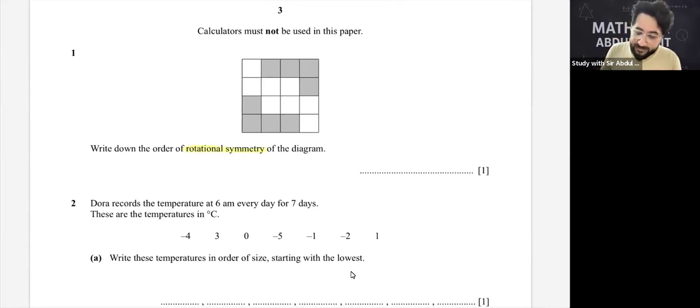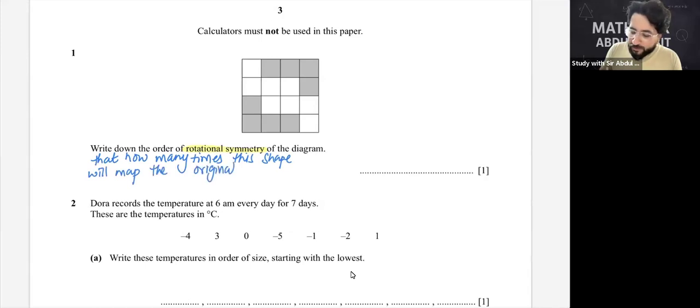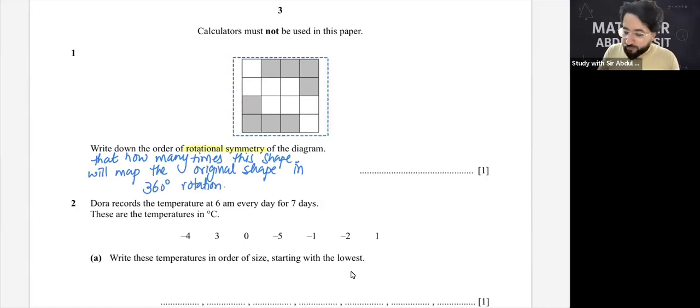Rotational symmetry is technically a type of symmetry that tells how many times this shape will map the original shape in a 360-degree rotation. So what does it mean? In order to prove it, I'm going to extract the shape again.